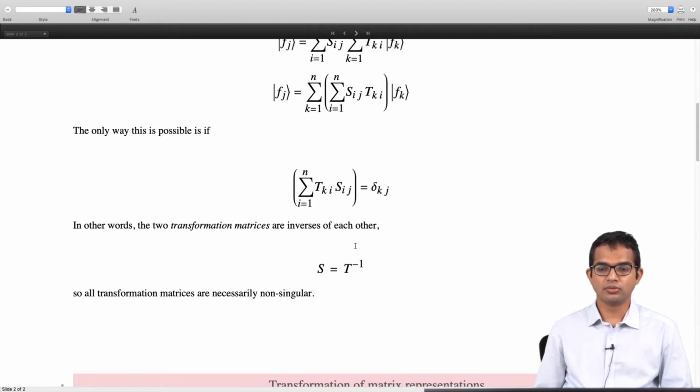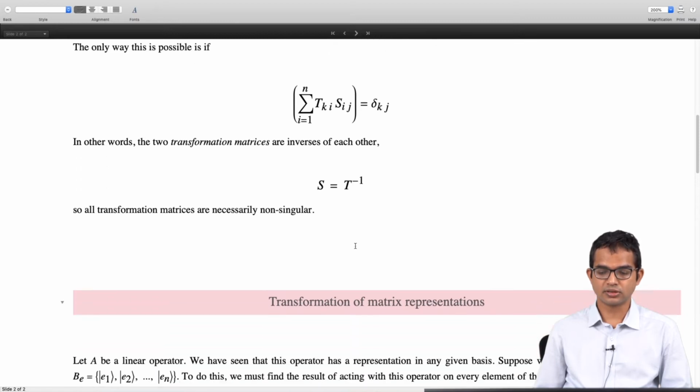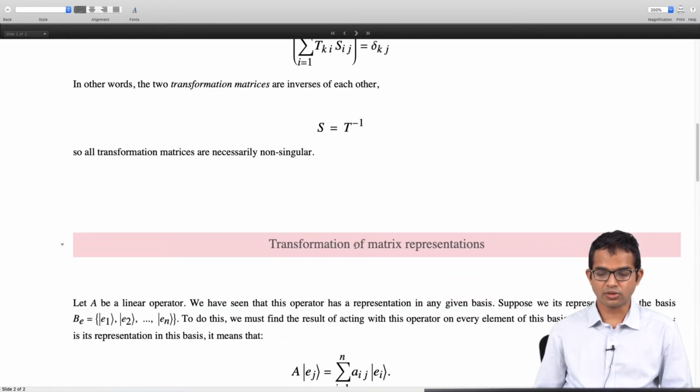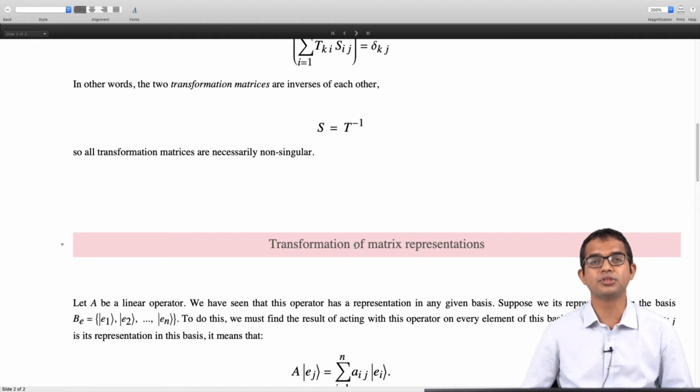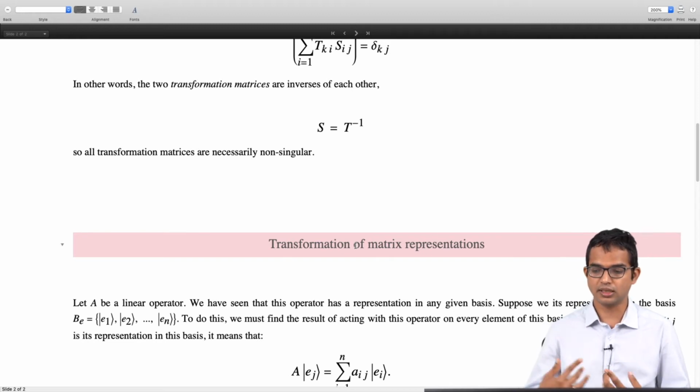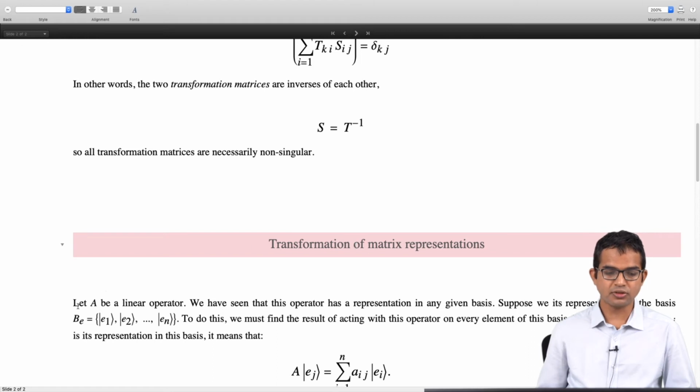So we have looked at the basis vectors. In general, vectors also undergo transformations, but so do the representations of operators, right? An operator is an abstract quantity. Nothing happens to an operator if you change basis, but the representation of the operator is different in different bases, right?